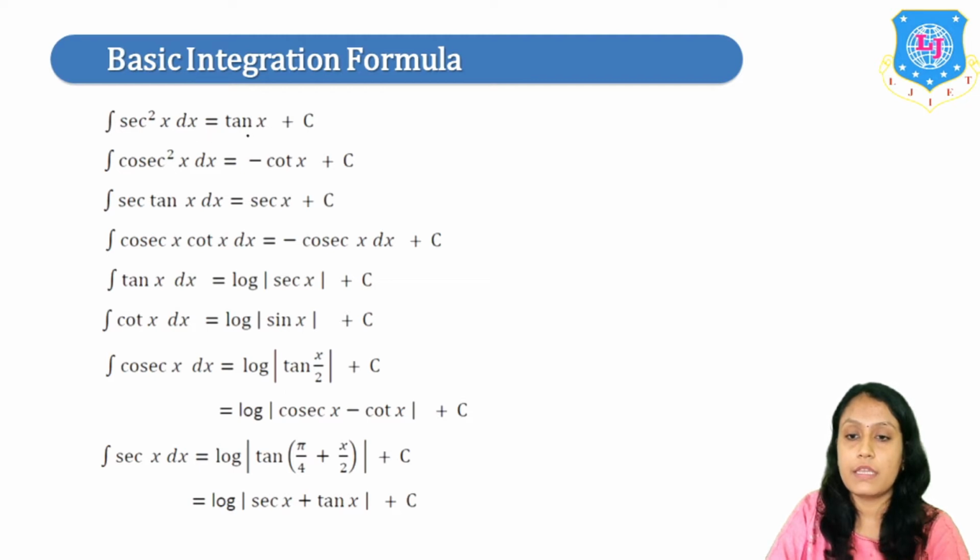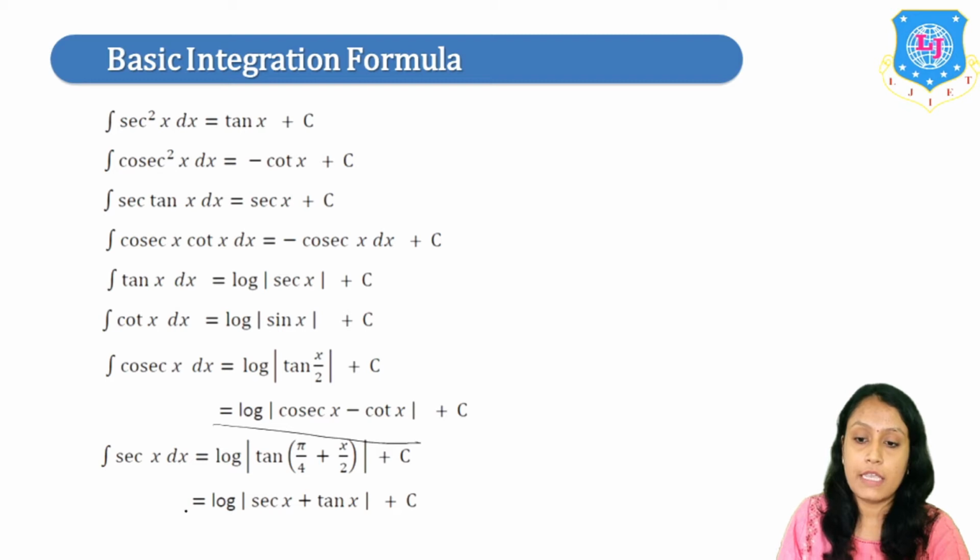Integration of sec square x dx is tan x. Integration of cosec square x is minus cot x. Integration of sec x tan x is sec x. Integration of cosec x cot x is minus cosec x. Integration of tan x is log mod sec x. Integration of cot x is log mod sin x. Integration of cosec x is, we will remember this formula, log mod cosec x minus cot x. And integration of sec x dx is log mod sec x plus tan x.